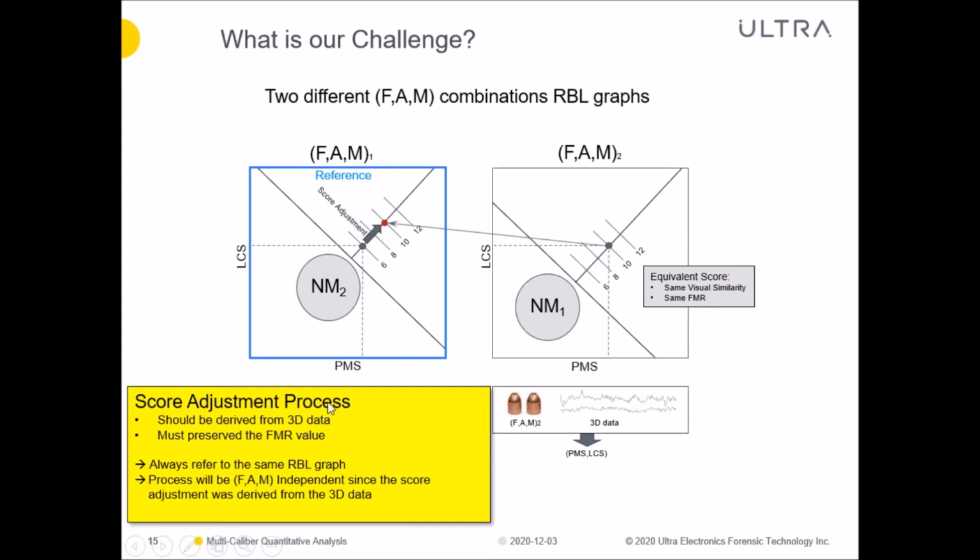The score adjustment process should be derived from the 3D data and must preserve the false match rate value, as we said. That way, we will always refer to the same RBL graph, and the process will be FAM independent, since the score adjustment was derived from the 3D data and doesn't take any information whatsoever of the FAM from those 2 bullets. So this is exactly what we will try to do today: find that score adjustment to give me an equivalent score on the unique generalized RBL graph.